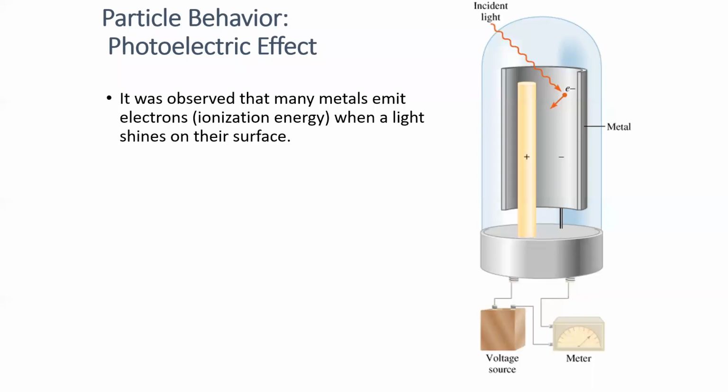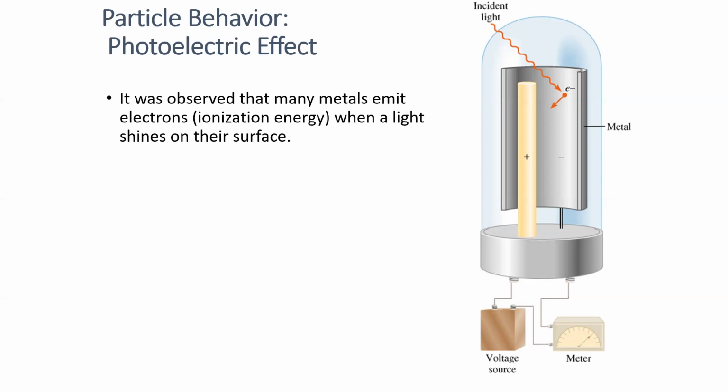Hello, chemistry students. In this particular video, we're going to talk about the photoelectric effect and how it helps us use a formula to calculate energy in light. It was discovered that when light strikes metals, electrons can be ejected. We'll call this electron ejection.